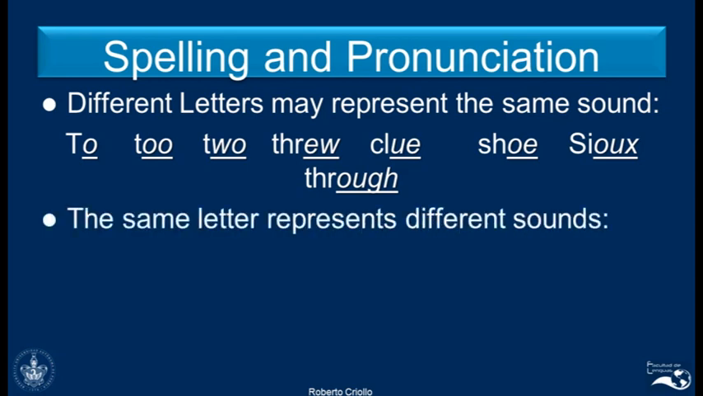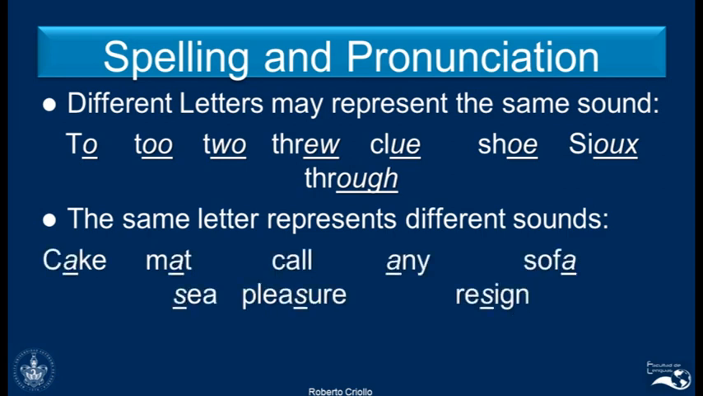A second difficulty is that the same letter may represent different sounds. For example, the letter a has a very different pronunciation in all of these words: cake, mat, call, any, sofa. In the same way, the letter S has a different pronunciation in these three words: see, pleasure, resign.